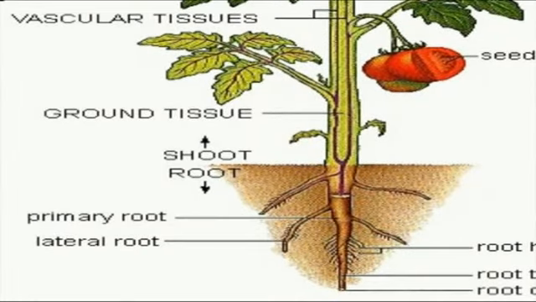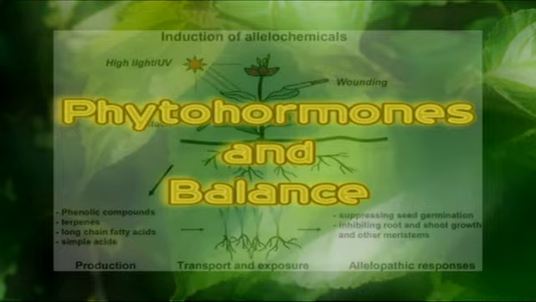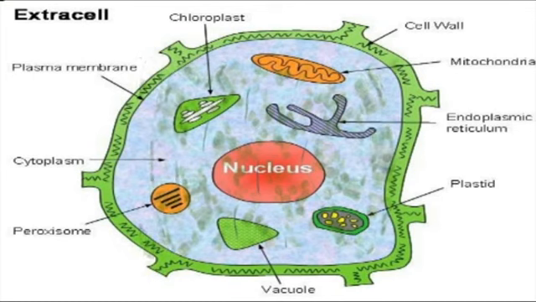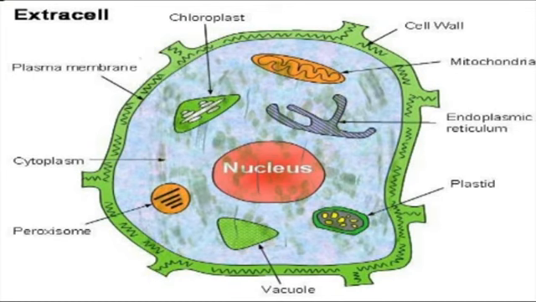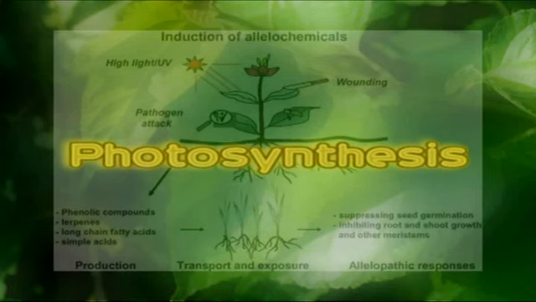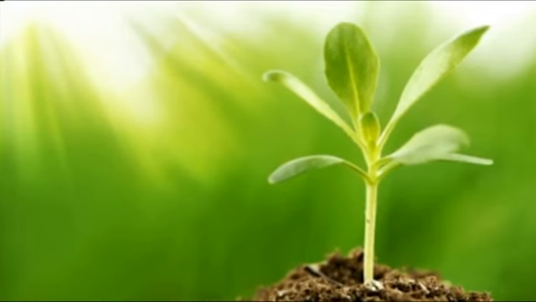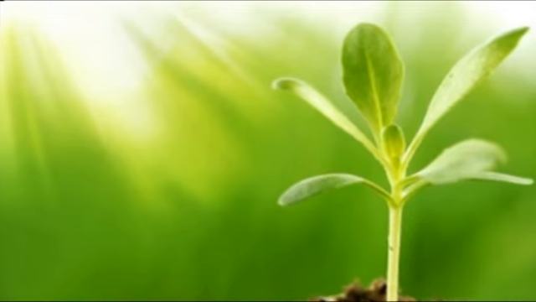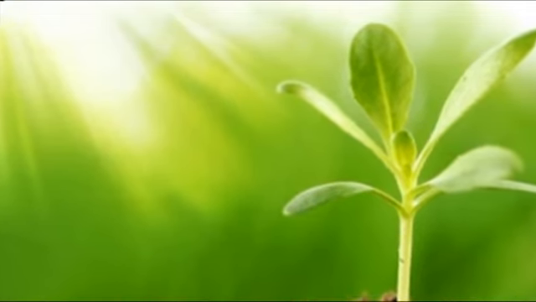Rice 1974. Phytohormones and balance: the plant growth hormones indole acetic acid and gibberellins regulate cell enlargement in plants. Membranes and membrane permeability: many biological compounds exert their action through changes in permeability of membranes. Photosynthesis: photosynthetic inhibitors may be electron inhibitors or uncouplers, energy transfer inhibitors, electron acceptors, or a combination of the above.